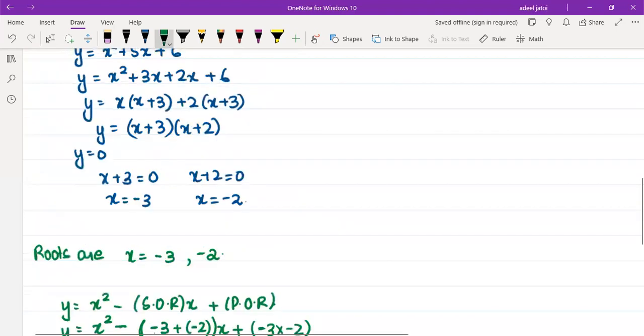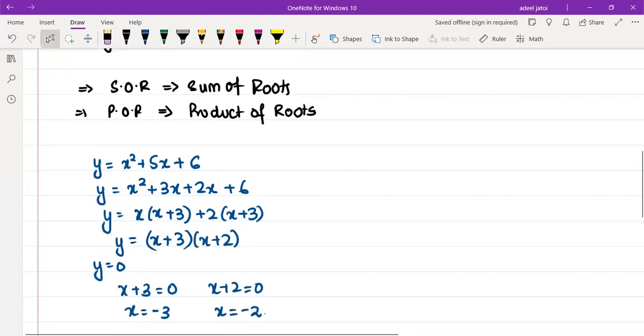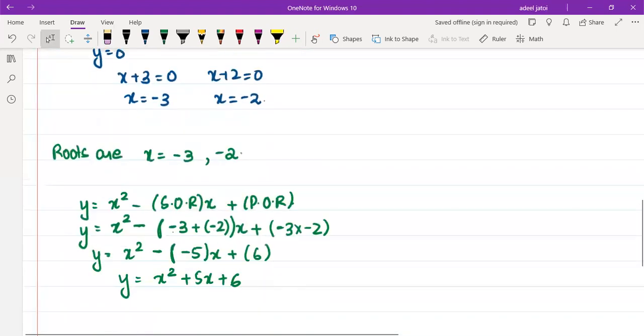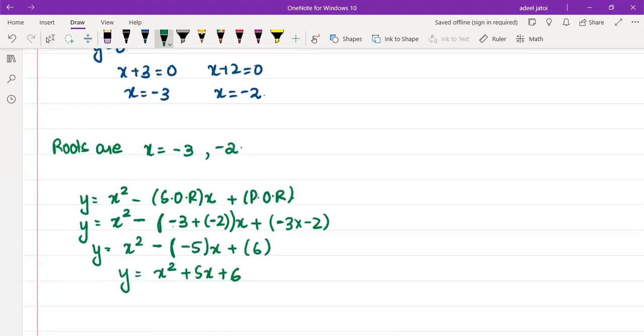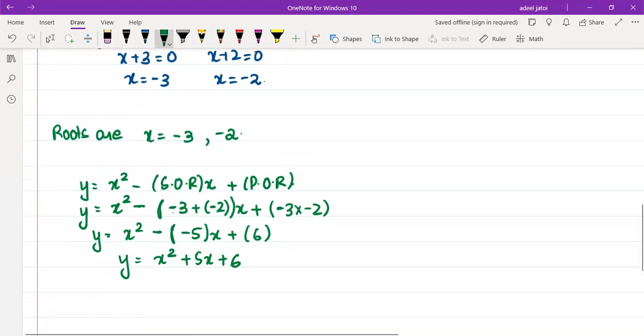So the final answer will be y is equal to x square plus 5x plus 6. So if you note, with the help of sum of roots and product of roots, from the roots you directly landed on the given equation, which was there in the initial start. That means sum of roots can be used to form the quadratic equation as well.